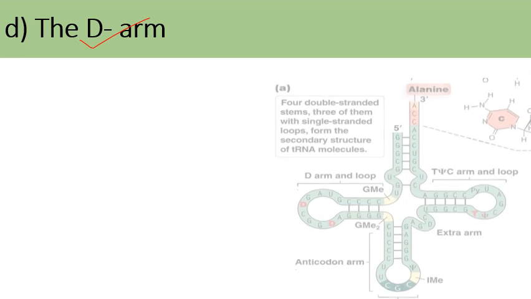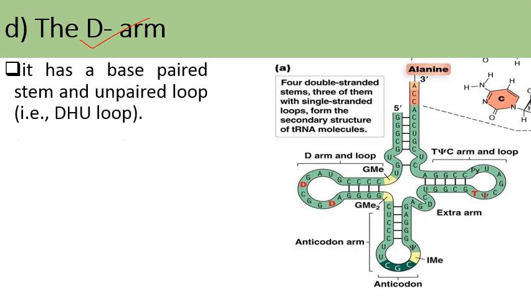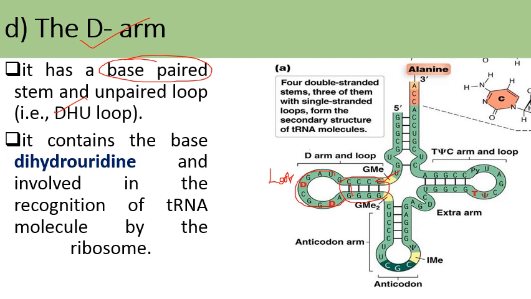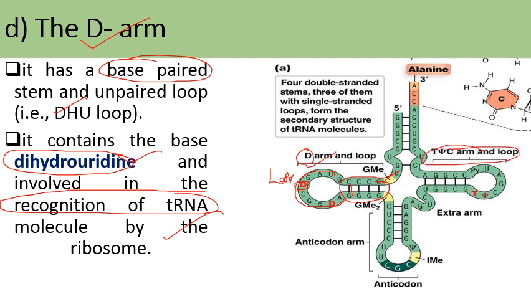Next comes the D arm. Here it again consists of a base paired stem that we can see here. This is the base paired stem and this circular structure is known as the loop. This is known as the DHU loop. Here it contains an unusual base. This D represents the unusual base, dihydrouridine, and is involved in recognition of the tRNA molecule by the ribosomes, just similar to that of the T-psi-C arm. So both these arms help in recognition by the ribosome during protein synthesis.